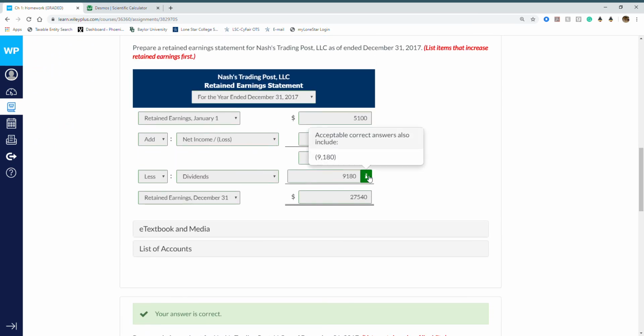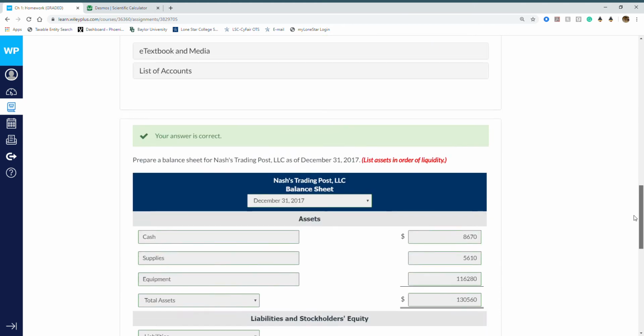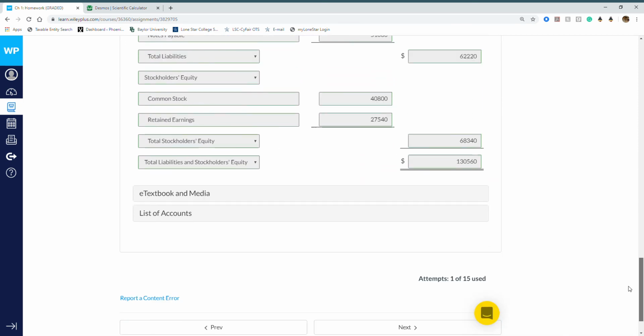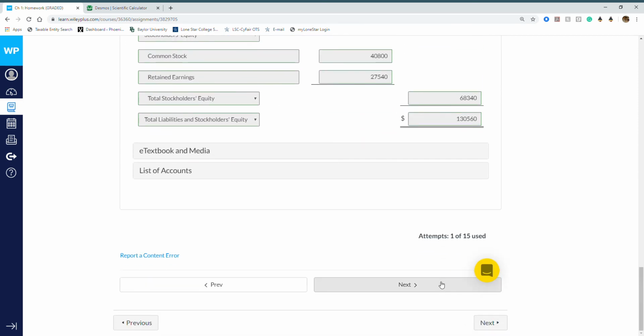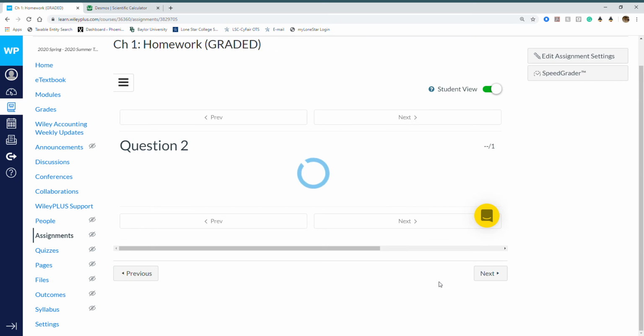I also like these little eyes because it does tell you that there could be another way that you could actually do it. You could put this as a negative. You could have commas if you want to. It's really up to you on those. So question 2.